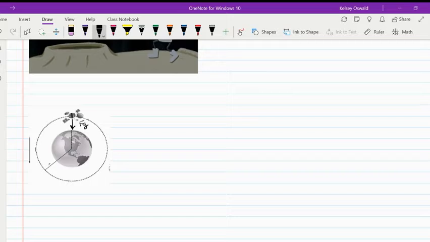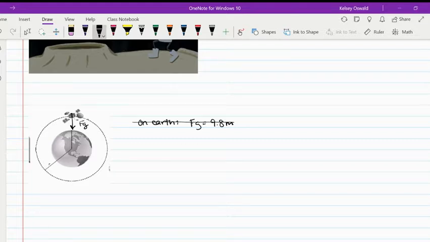So on Earth, we normally use the equation force of gravity equals 9.8 times our mass. But today we're going to look to see what we do to calculate our force of gravity when we are not on Earth and when we cannot use this equation.